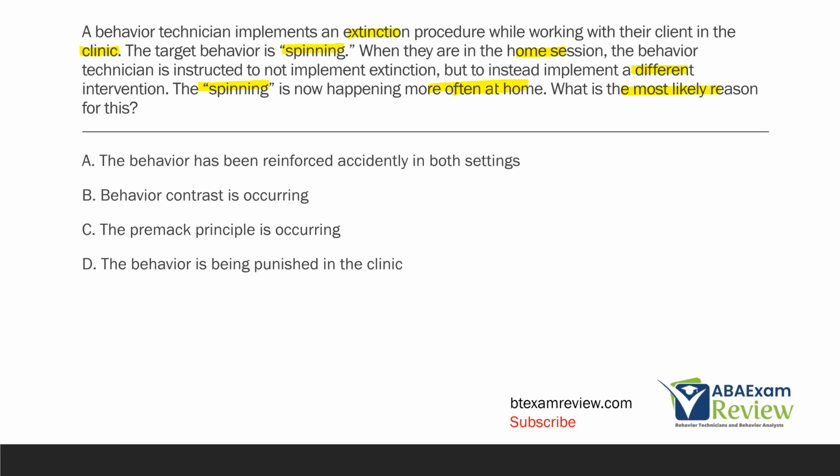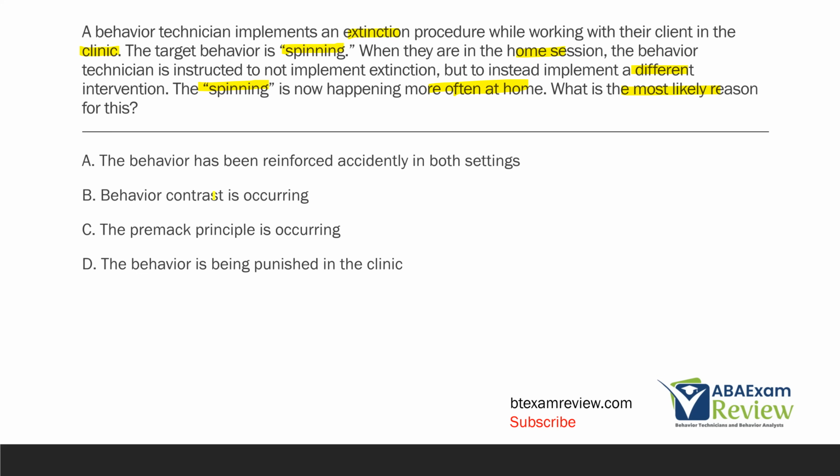And what do we call that? When a behavior, let's say, decreases in one environment and increases in another. What do we consider that? A, the behavior has been reinforced accidentally in both settings. Well, that's probably not the case, right? Because the behavior technician is implementing extinction in the clinic, and if the spinning is now happening more often at home, it's much more likely that B is occurring, behavior contrast.